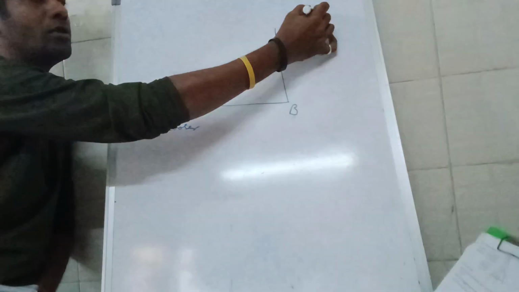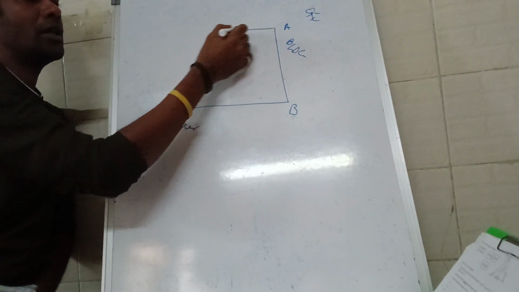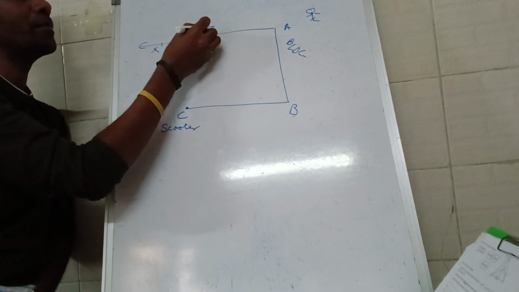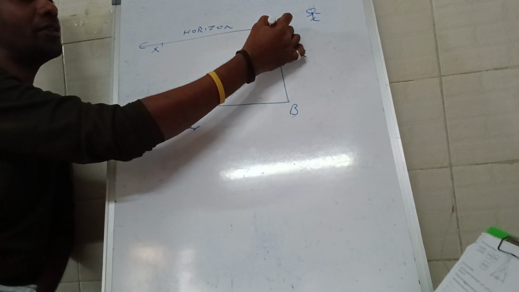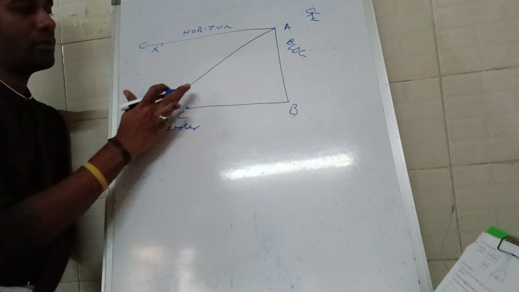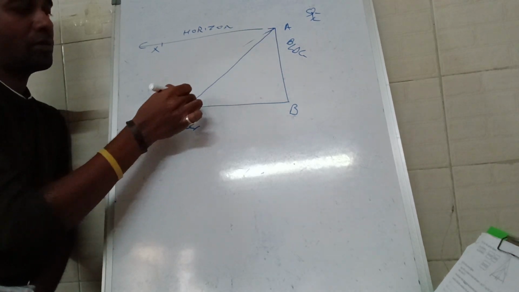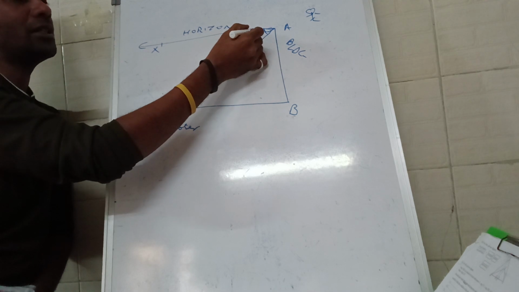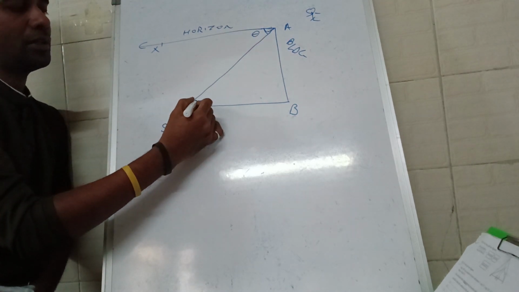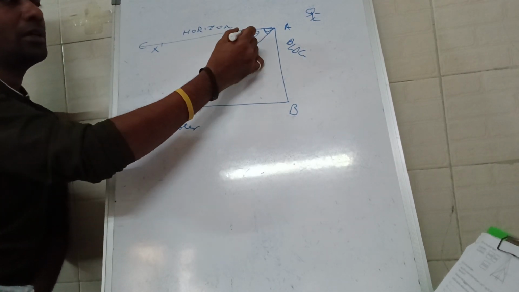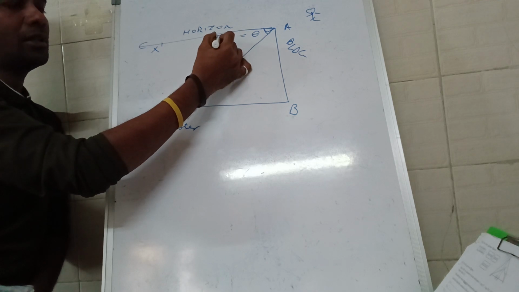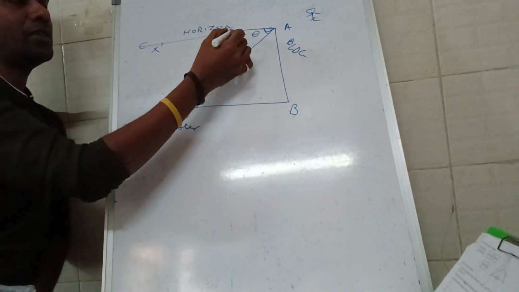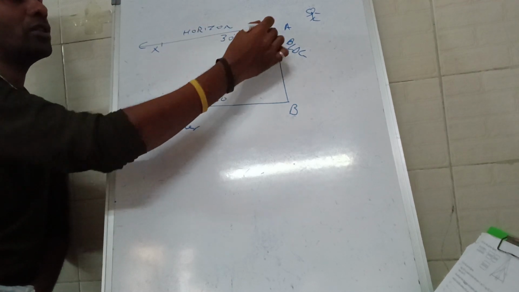Now observer is here, standing on top. Here is the horizon. I'll keep this as X. I'll name this as horizon here. Makes an angle of depression. So this particular angle with the horizon is theta. This will also be theta over here. This theta, angle of depression, is 30 degrees. If this is 30, this will also be 30 because they form alternate angles.